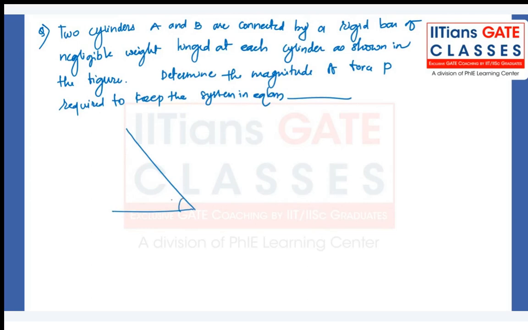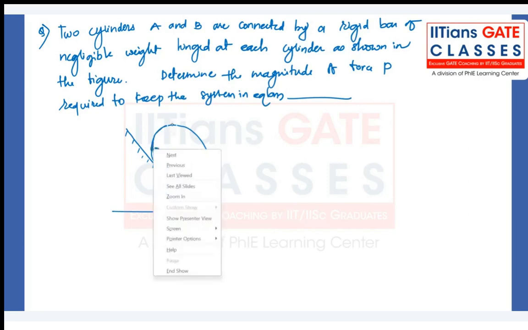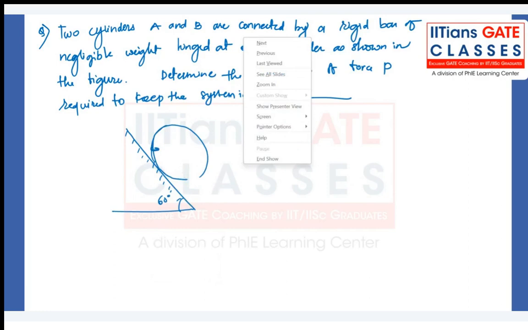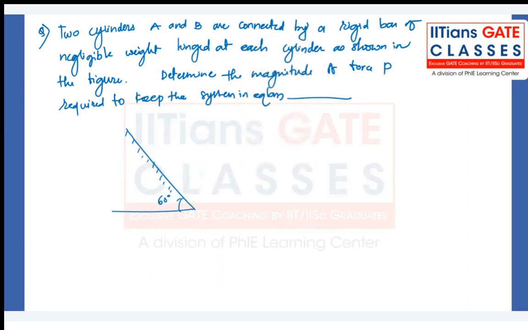So we have two cylinders. One cylinder is kept on a 60-degree inclined plane, and another cylinder is kept somewhere here.